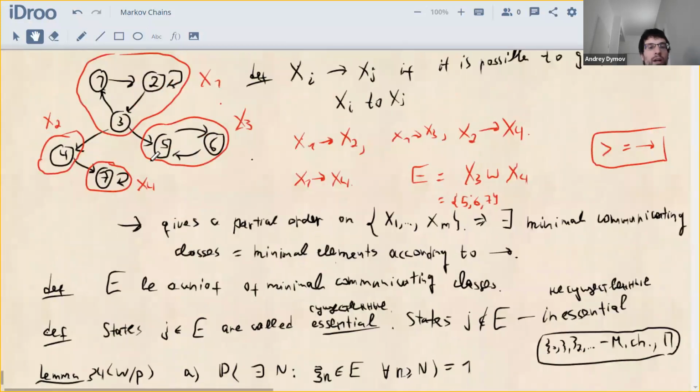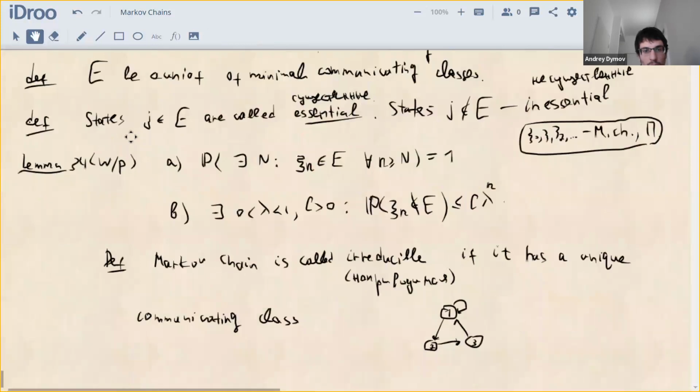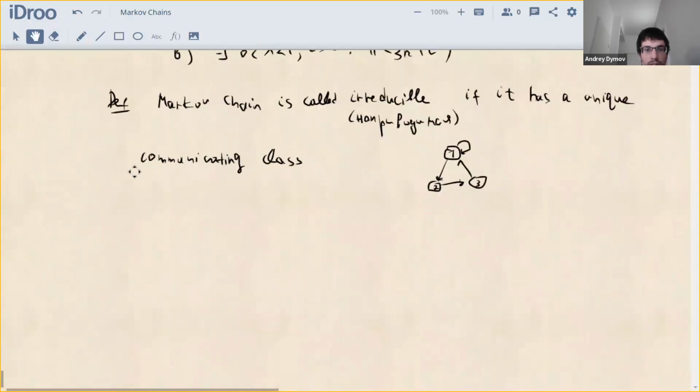sooner or later I will arrive at a minimal communicating class, right? Either here or here. And from now on, you can forget about the rest. If you arrived here, you can forget about the rest of the chain, and like that, you are living only in one communicating class. Then you can consider the Markov chain without this part. That is an irreducible Markov chain. Okay. So somehow we reduced our problem to studying irreducible Markov chains.